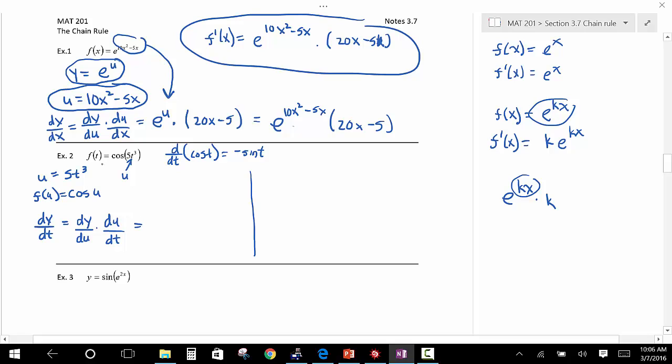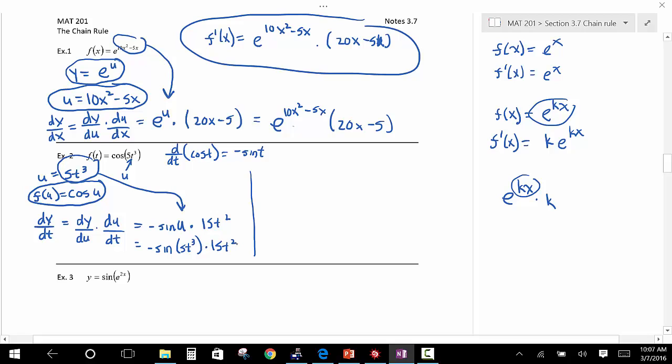All right, so let's do this then. What is the derivative of just this part right here, cosine u? Negative sine u. Now, what's the derivative of 5t to the third? 15t squared. Okay. So that means that when you resubstitute back in the u, you would get a derivative of negative sine 5t to the third times 15t squared, like that.